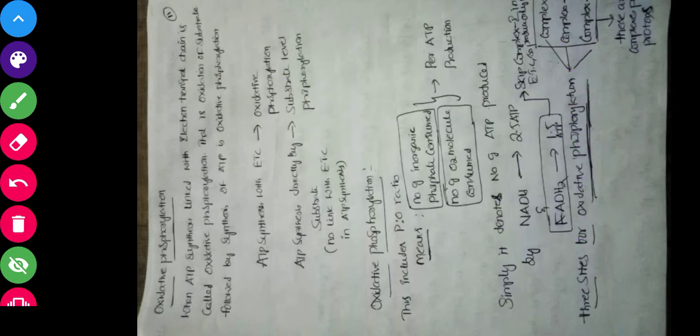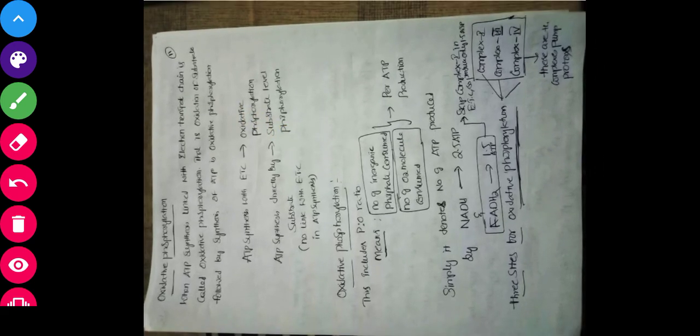So what are the sites of oxidative phosphorylation? I already discussed, right? There are 3 sites. Why these three sites? Because these are the only complexes which supply the protons. But in complex 2, oxidative phosphorylation will not take place because it is not supplying any protons, right? This is the thing.